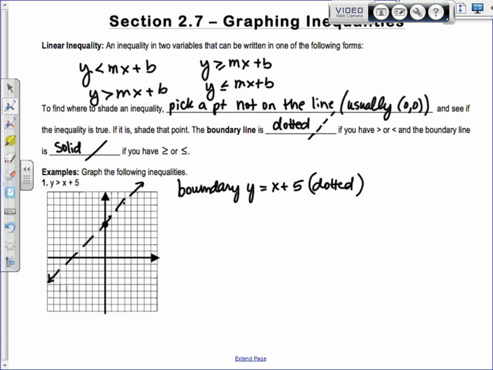Then we decide if we're going to shade above or below. So we do a checkpoint. We check any point that's not on the line. 0, 0, the origin, is not on the line, so it's good to check. When you plug in 0, you get 0 is greater than 0 plus 5, so 0 is greater than 5. That's false. 0 is not greater than 5, so it can't be part of my solution set. It can't be one of the answers. So I don't shade 0, 0. I shade instead above the line.